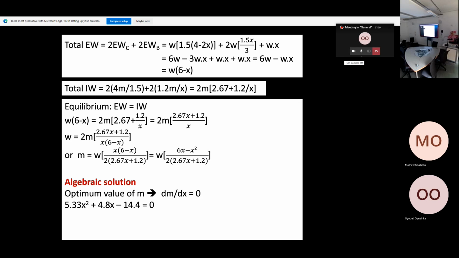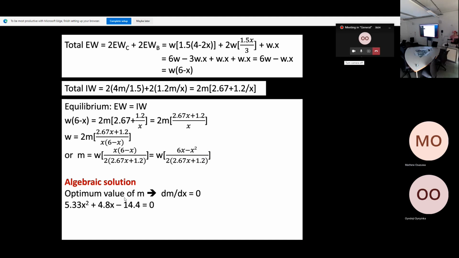After simplification, this is a quadratic equation. It's a second order equation, and I'm sure you all know how to solve a second order equation. It has the form ax squared plus bx plus c equals 0. So a is 5.33, b is 4.8, and c is minus 14.4.